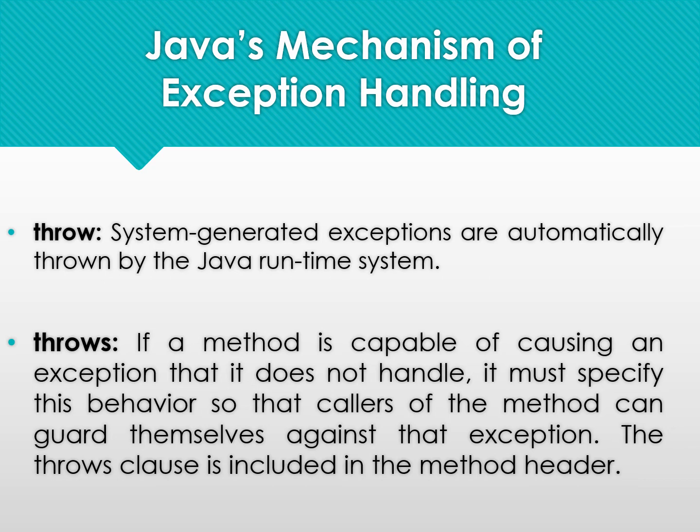Throw is a system generated exception automatically thrown by the Java runtime. So you are using the one provided by Java, like the one that you have seen just now from the class hierarchy. Throws is if a method is capable of causing an exception, then it does not handle it. It must specify this behavior so that the caller of the method can guard themselves against the exceptions.